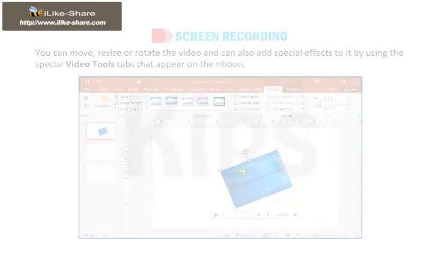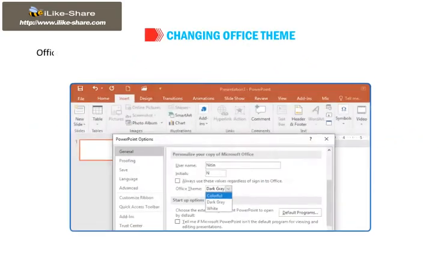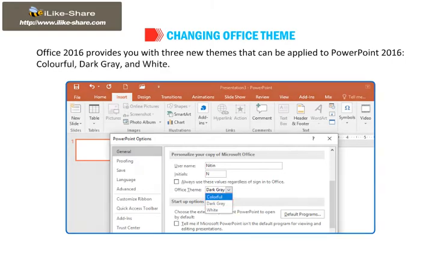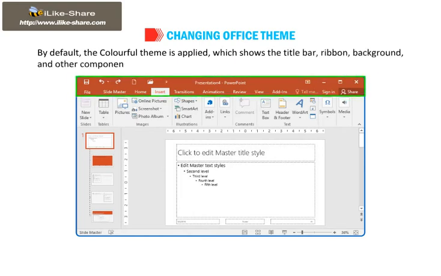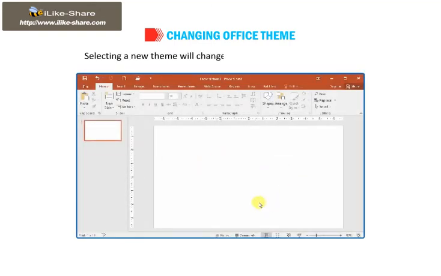Let us learn how to change the Office theme now. Office 2016 provides you with 3 new themes that can be applied on PowerPoint 2016: colorful, dark gray, and white. By default, the colorful theme is applied, which shows the title bar, ribbon, background, and other components in orange color. Selecting a new theme will change the color of these components.